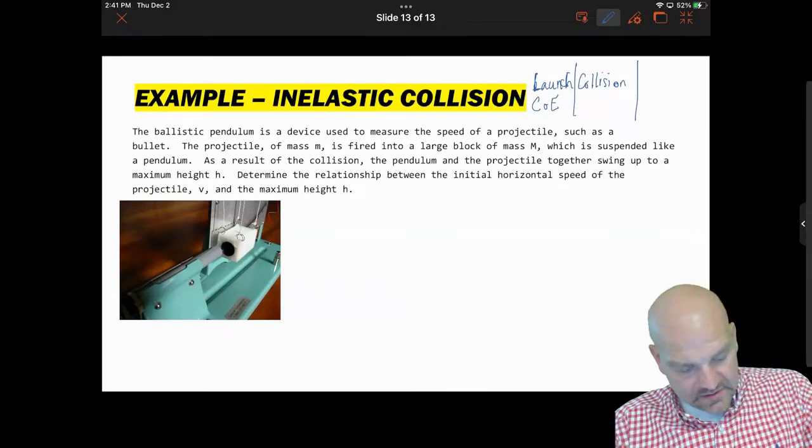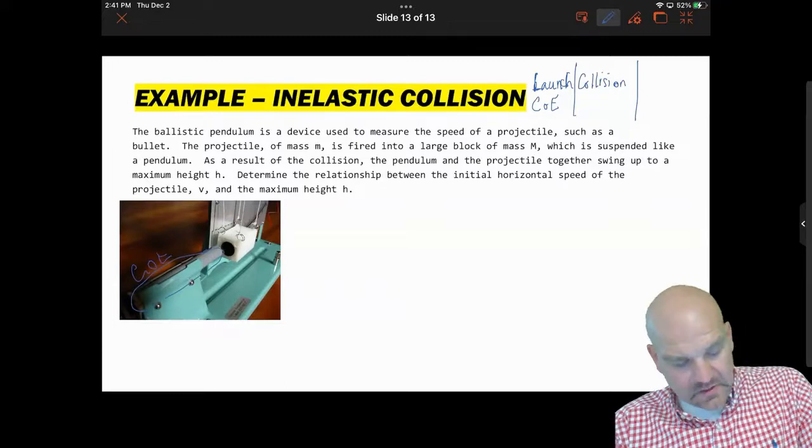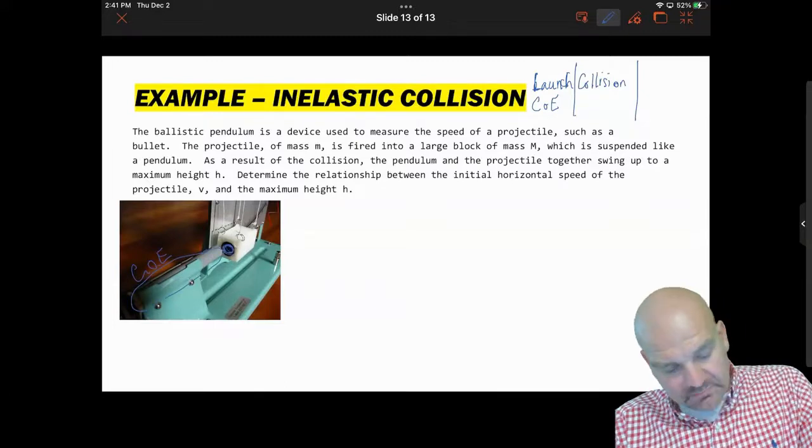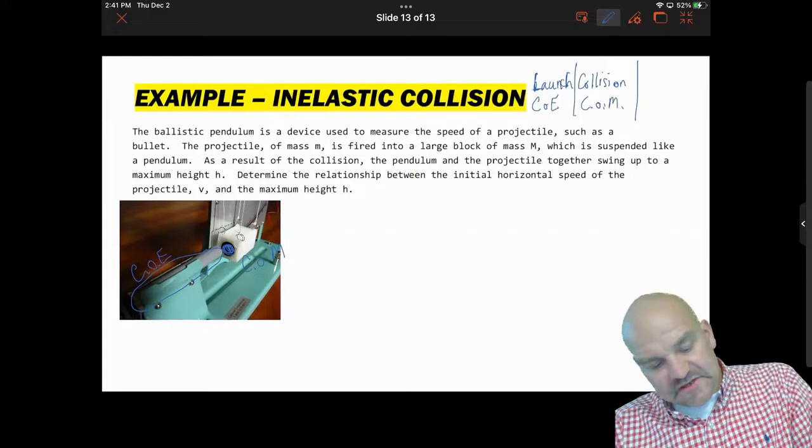If I'm looking at this particular picture, this is going to be conservation of energy. Then it's going to go into this block, which would be your conservation of momentum. And then it's going to swing back and up to a height.